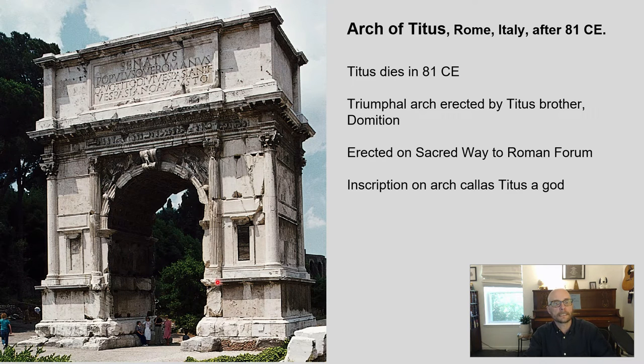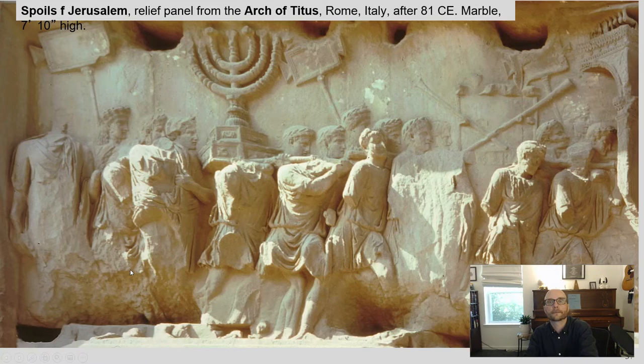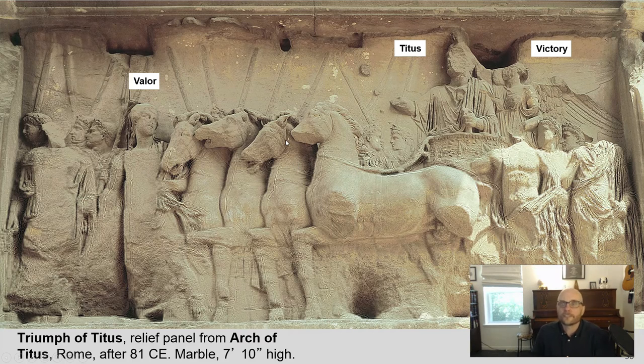Now we're going to be looking on both sides of the arch here, on the interior. You will see depictions of Titus's victory. On one side, we see these spoils of Jerusalem. So Titus and his men sack the Holy Temple in Jerusalem, and here we see them carrying the spoils of war. And you can see the menorah here being carried out of the temple.